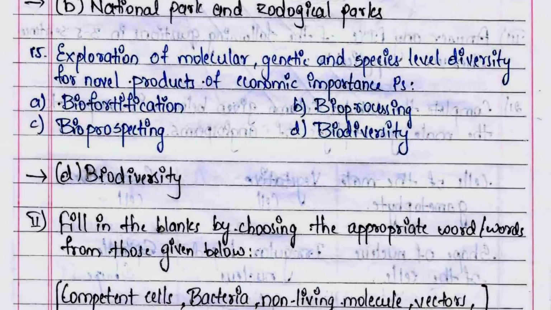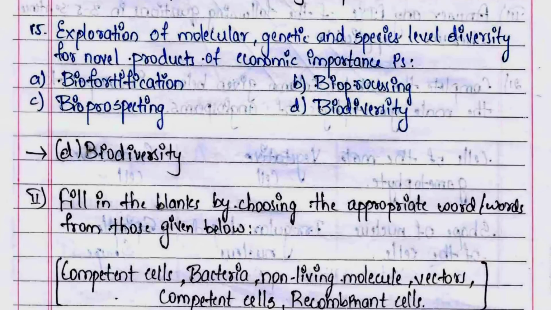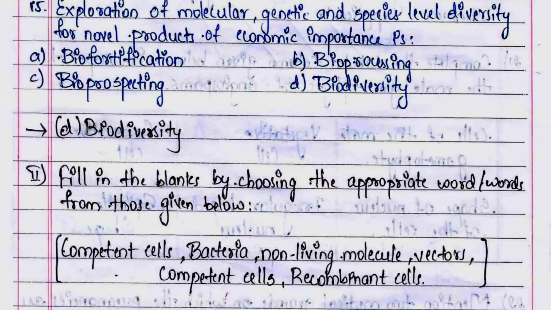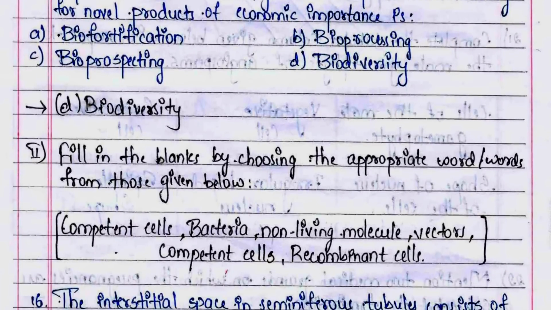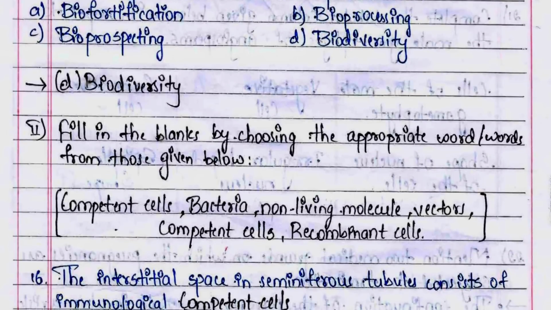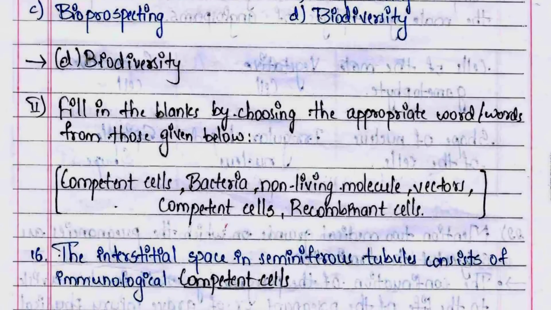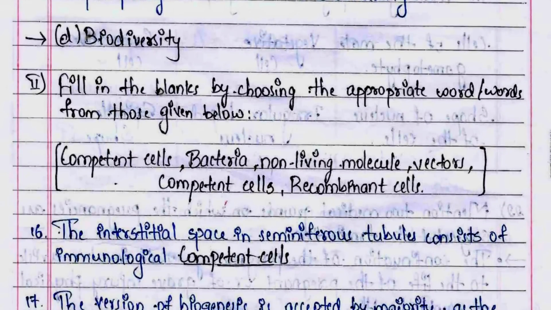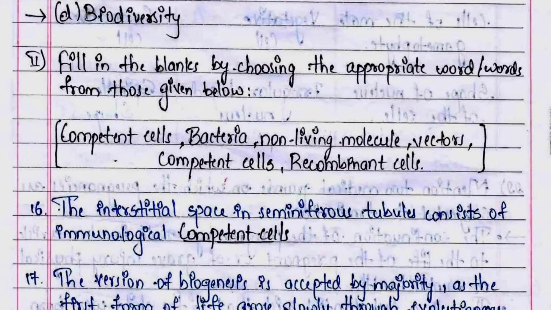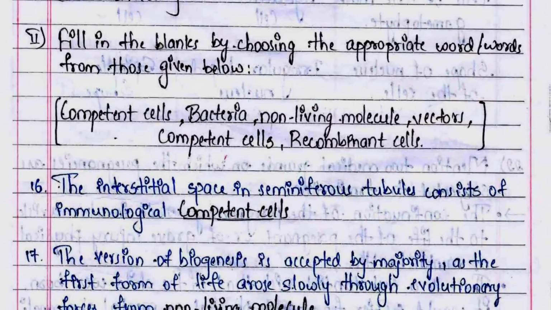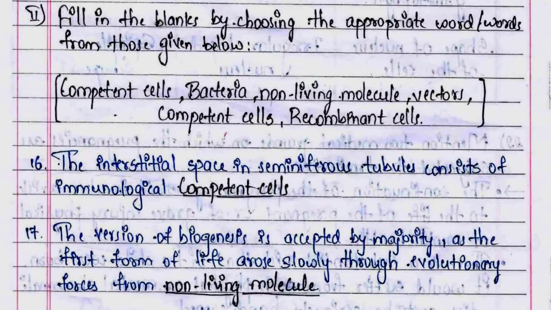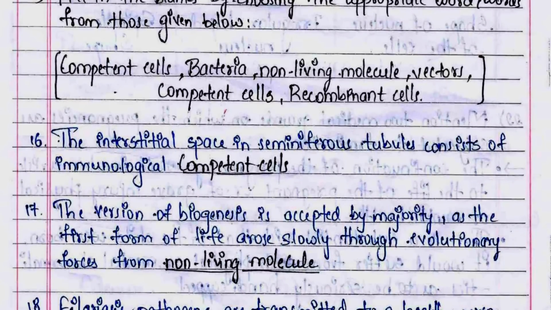Second bit, fill in the blanks by choosing the appropriate word or words from the given below. Competent cell, bacteria, non-living molecule, vectors, competent cells, recombinant cells. 16. The interstitial space in seminiferous tubules consists of immunological dash, and the answer is competent cell.